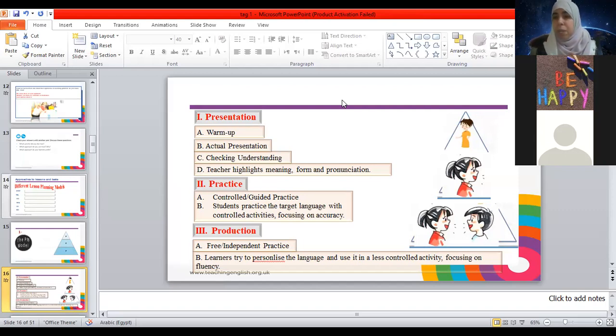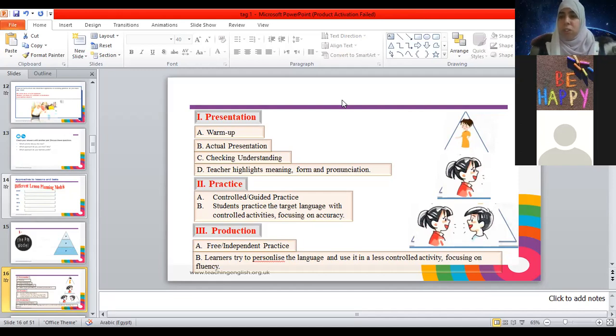After the presentation, the teacher gives the learners controlled activities, because here we focus on accuracy. The teacher is supposed to correct the students' mistakes, using controlled activities like drilling and repetition. This is practice. But in production, we have free practice, free activities, not controlled activities.